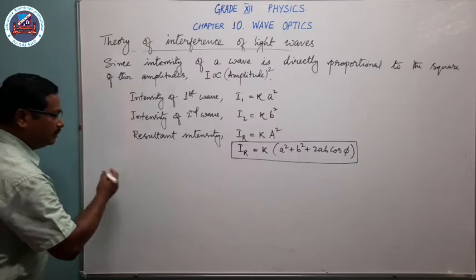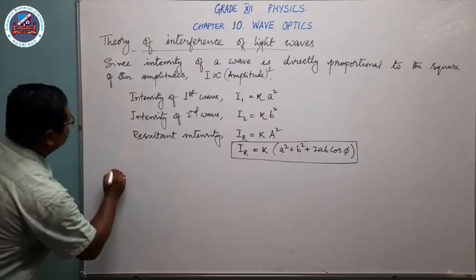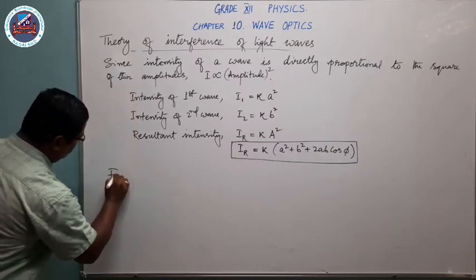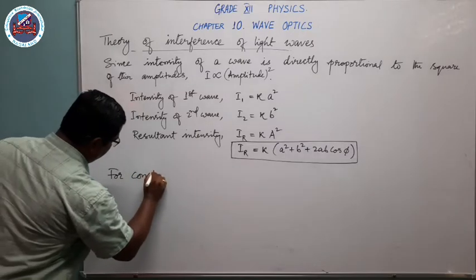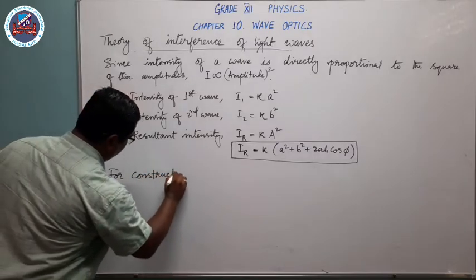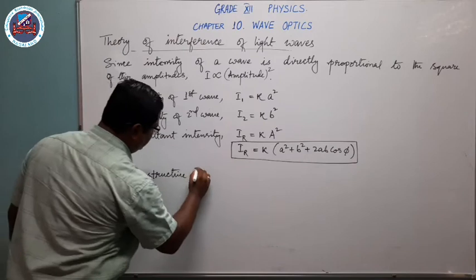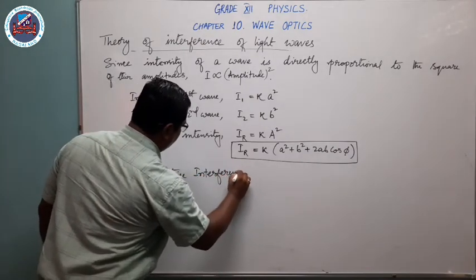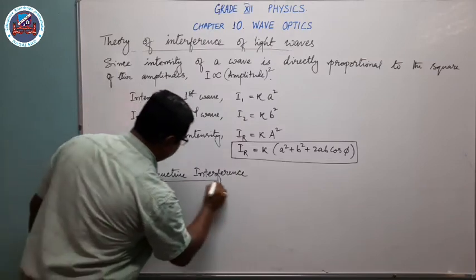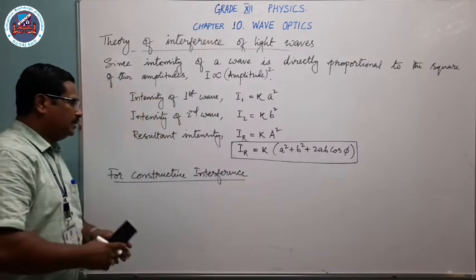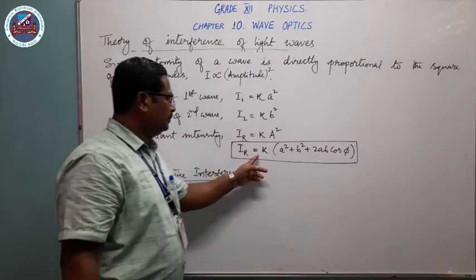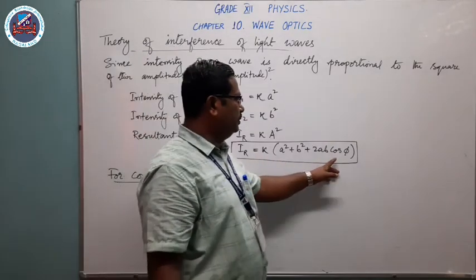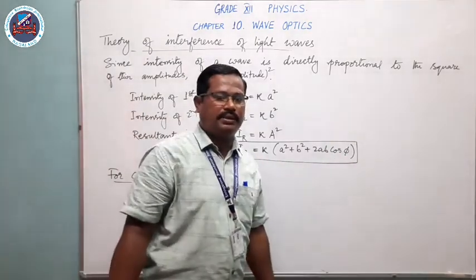Now let us see for constructive interference. For constructive interference, the resultant intensity must be maximum. For which value is cos phi maximum, then you know that it is for 1.